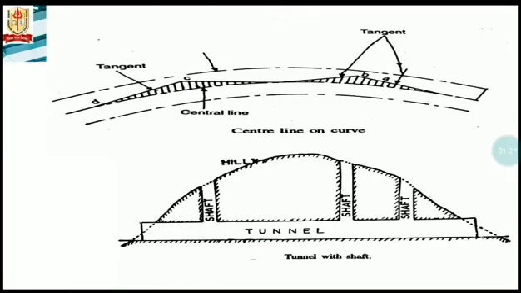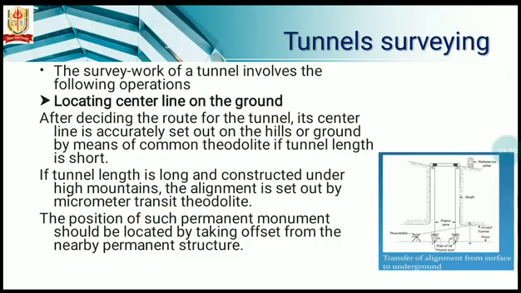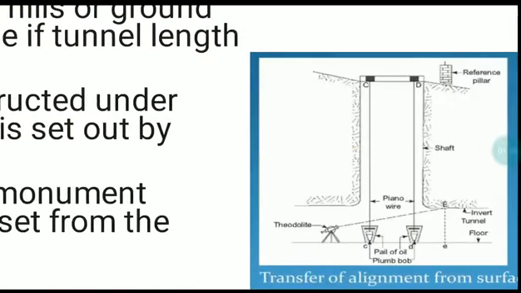On the top of these pillars, the points corresponding to the center line are correctly marked and a wire is then stretched between them. After this, two plumb bobs are suspended by piano wires inside the shaft. Two points are then marked by lowering the plumb bobs to the bottom of the shaft. The line joining these two points represents the center line of the tunnel marked on the ground.